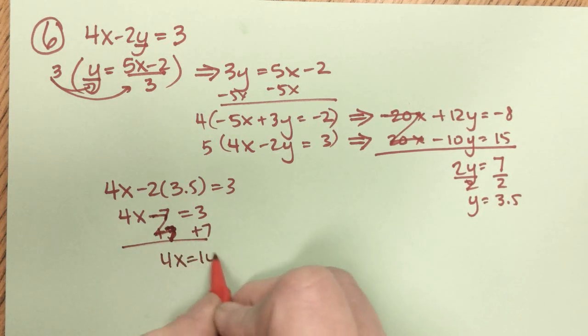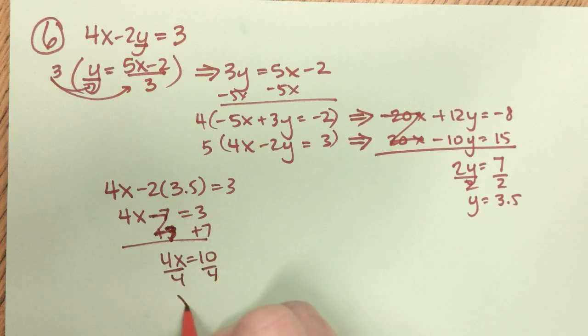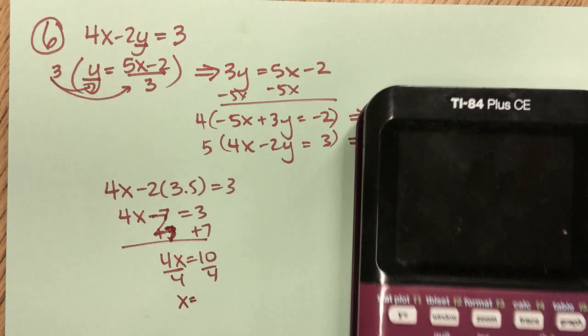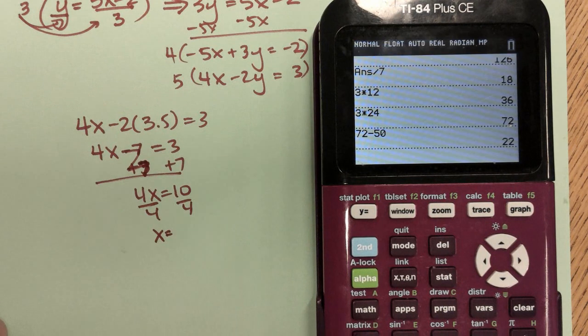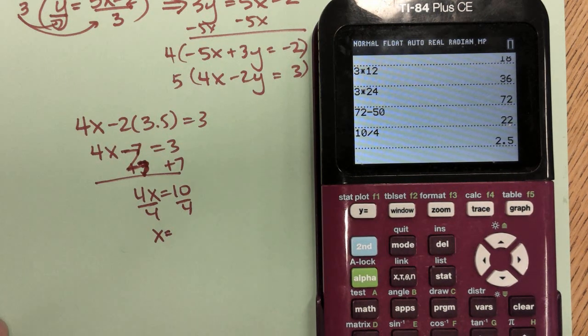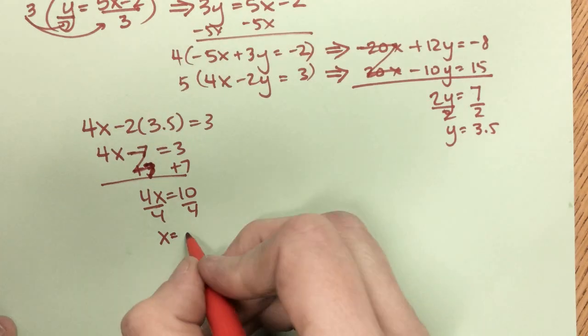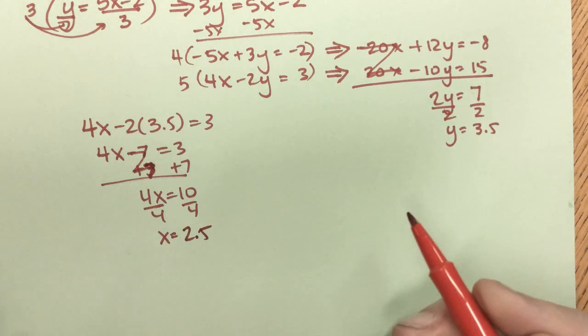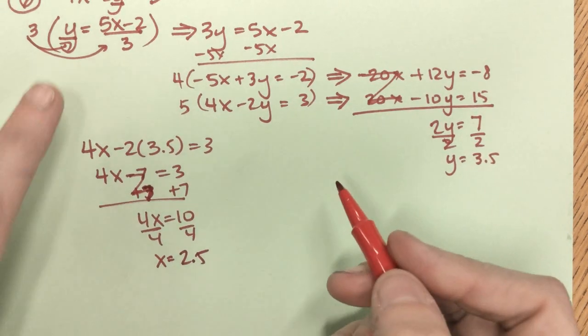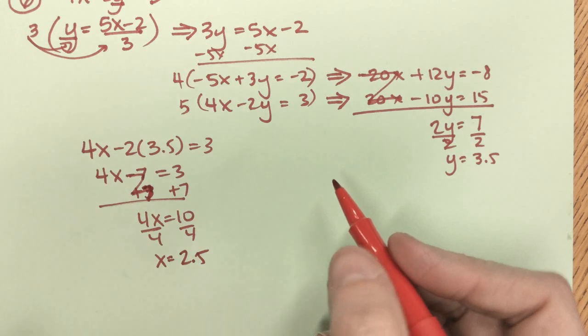4x equals 10. 10 divided by 4. I got another decimal, 2.5, but again, let's see what happens. It might be right. Last thing I'm going to do is substitute this in and see if I get a right answer.